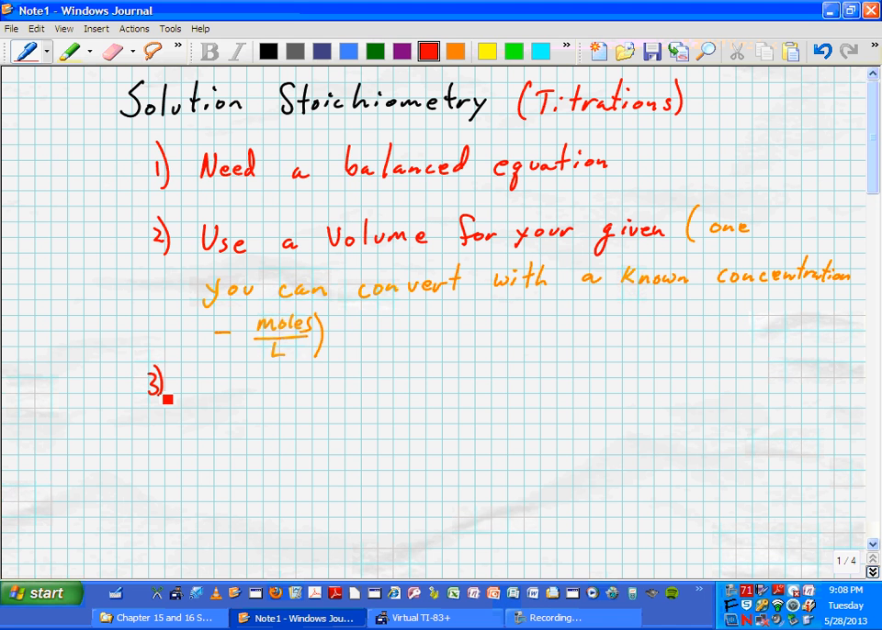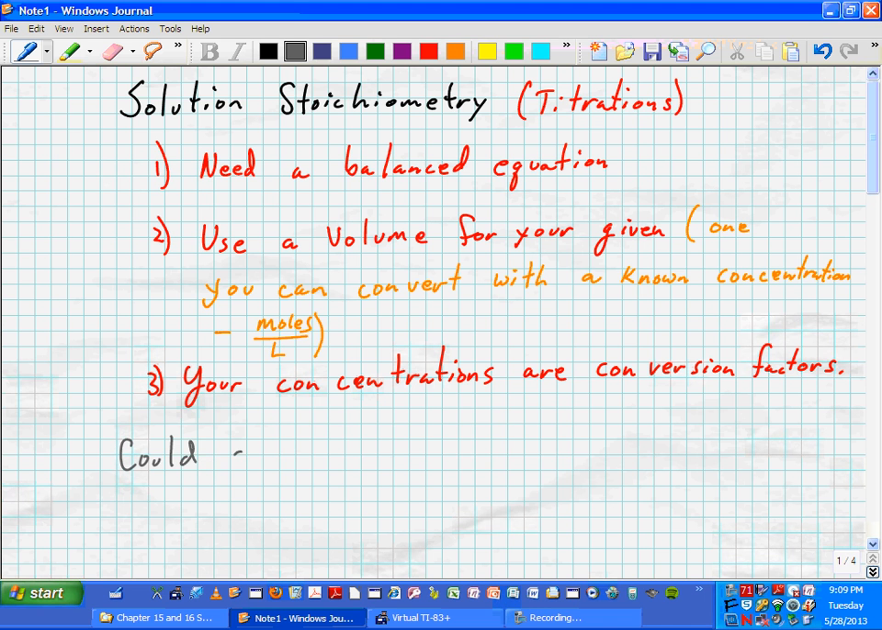Third thing is, like I've been saying, your concentrations are conversion factors. In other words, they're going to go in the middle of the problem. They are not going to be your given. Essentially, three things you could be solving for.